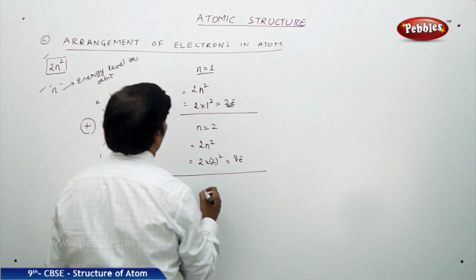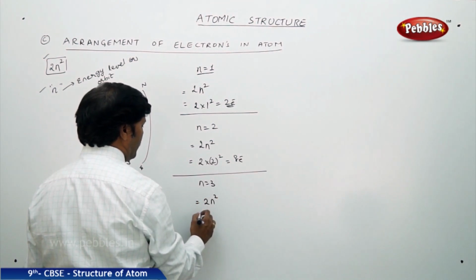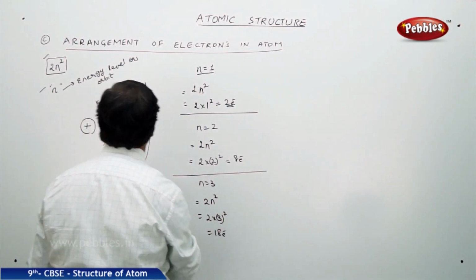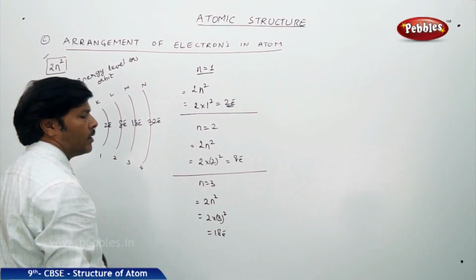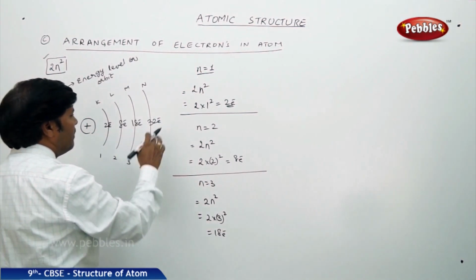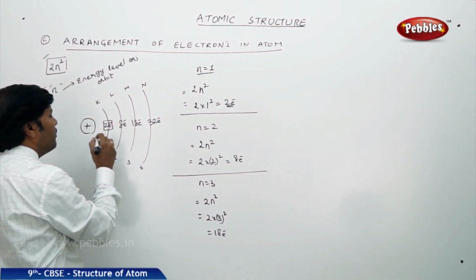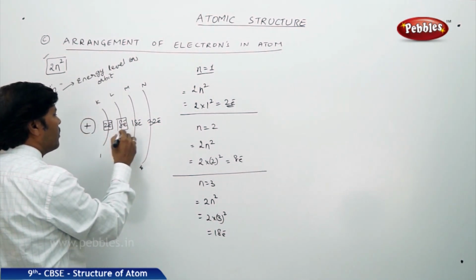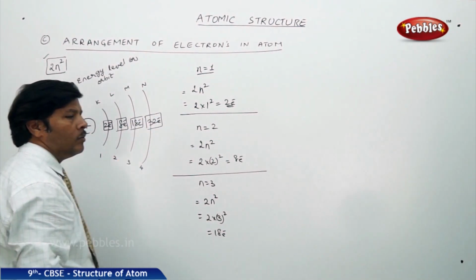Likewise, for the third shell, n is equal to 3, which gives 2 into 3 square, which is equal to 18 electrons. So the third shell can accommodate 18 electrons and the fourth shell can accommodate 32 electrons. That means this distribution of electrons into the various energy levels or orbits is always fixed. The first orbit can, under any circumstances, accommodate a maximum of only 2 electrons. The second orbit can accommodate only 8 electrons, the third orbit only 18 electrons, and the fourth orbit 32 electrons.